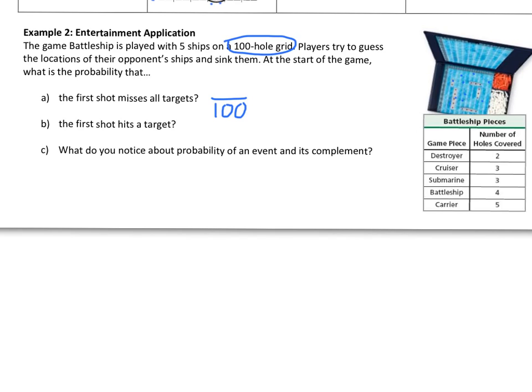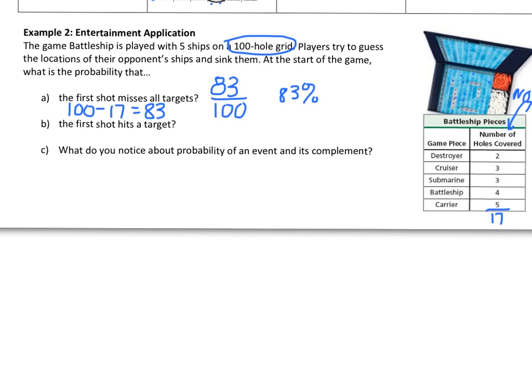We can either count them up by looking at that grid, but that'd take a long time, or since we want the number of holes not covered, we can add up the number of holes that are covered. If we add 2, 3, 3, 4, and 5, that gives us 17, and the leftovers will not be covered. So 100 minus 17 gives us 83 uncovered spaces, and that doesn't reduce. So 83, if we write that as a percent, is an 83% chance that you're not going to hit a ship on your first guess in Battleship.